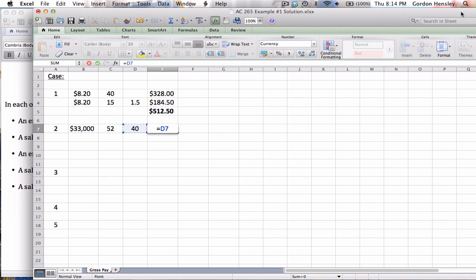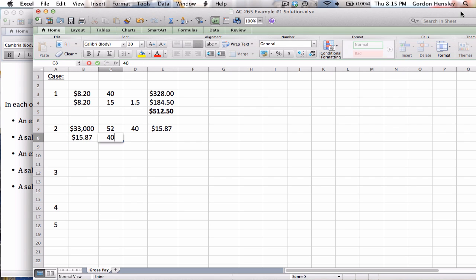So if I take that $33,000 and divide that by the 52 weeks in the year, and then further divide that by the 40 hours in every week, that gives me the hourly rate. And the hourly rate is $15.87. So once I get that, I can then proceed, much like I did in case 1, and just calculate the pay. So $15.87 for the regular hourly rate.